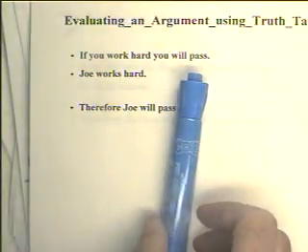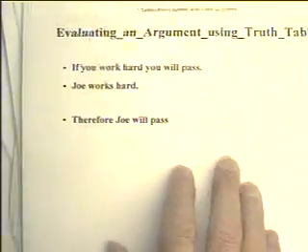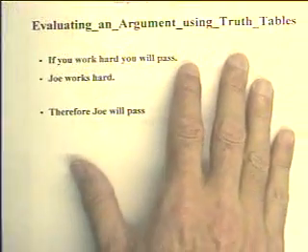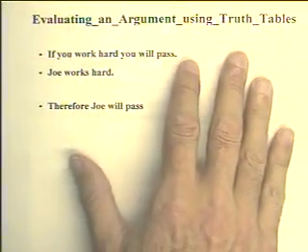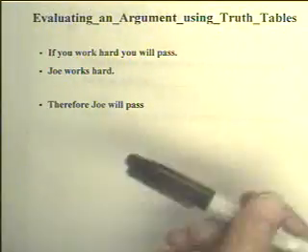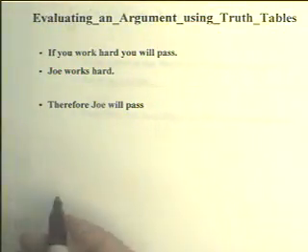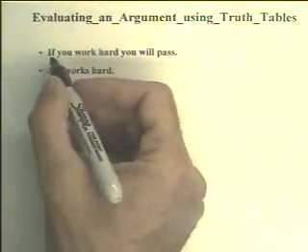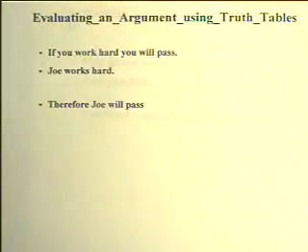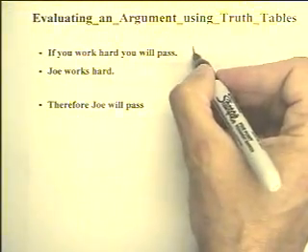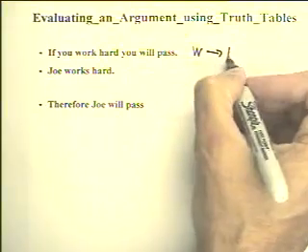It's also possible to analyze arguments using truth tables. We've seen how you can analyze arguments using Venn diagrams. Let's see how you can analyze arguments using truth tables. Take the statement, if you work hard, you will pass. That statement could be written, if you work hard, you pass.